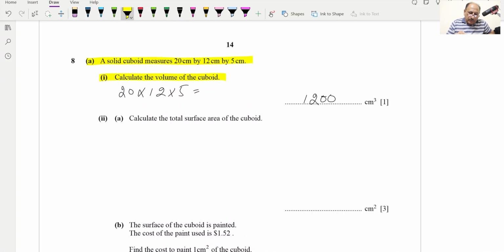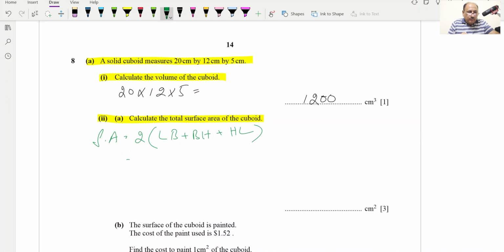Part 2a: calculate the total surface area of the cuboid. For surface area we know the formula is 2 multiplied by (LB plus BH plus HL).